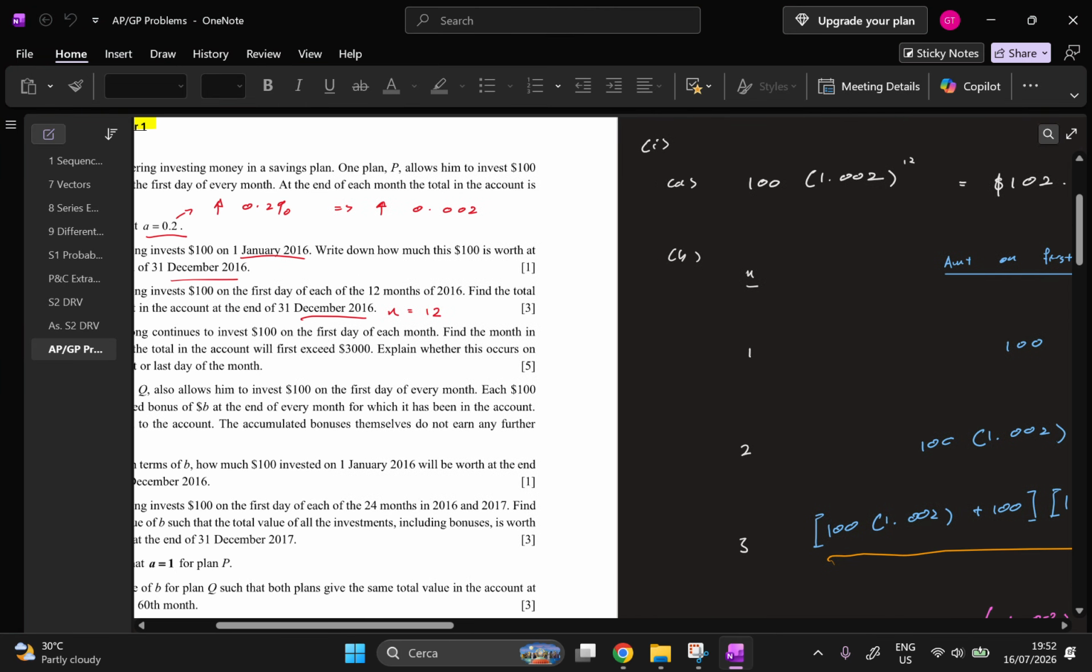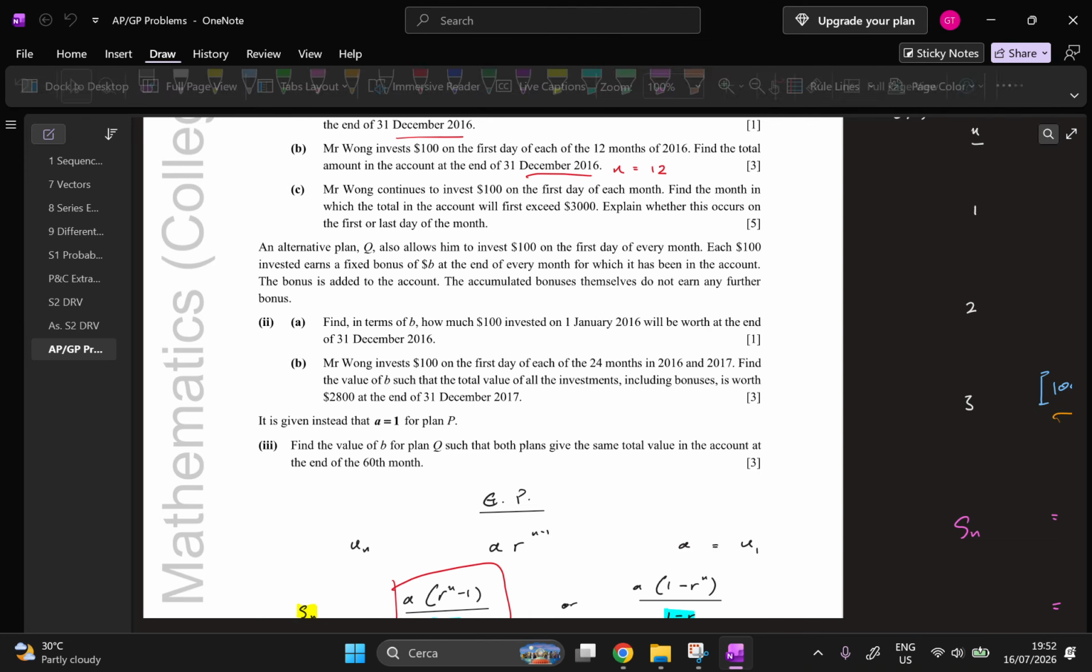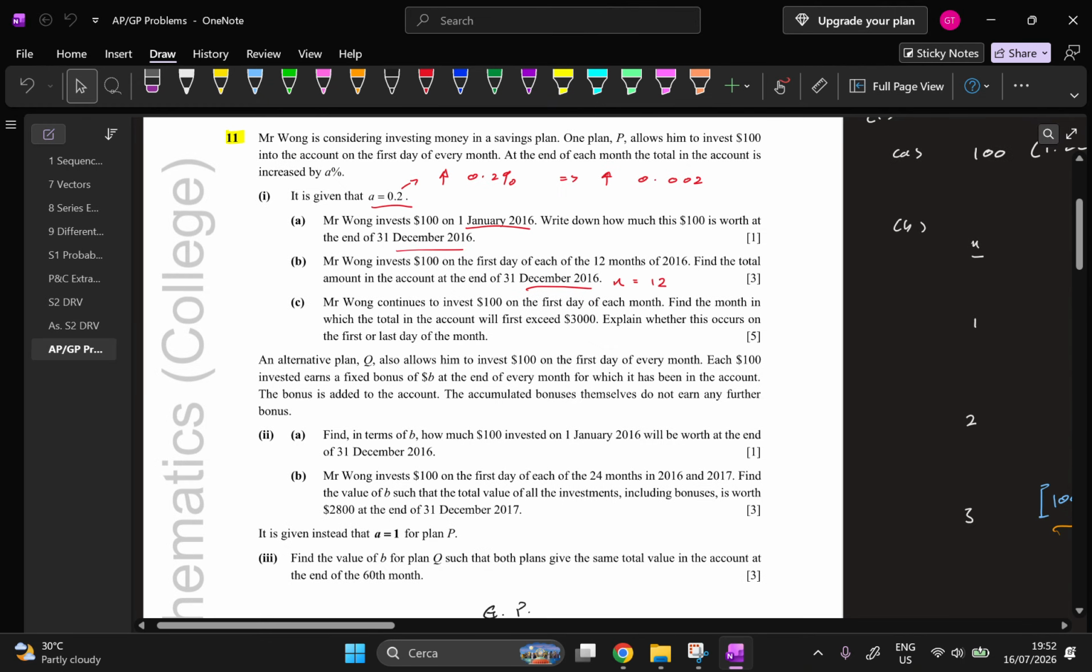Now let's go to part C. This is the part where I wanted to show you how to press your GC for something, okay? Part C says Mr. Wong continues to do this. So everything that he has been doing in part A and part B, he still is doing. Then they want you to find the month in which the total will first exceed 3,000.